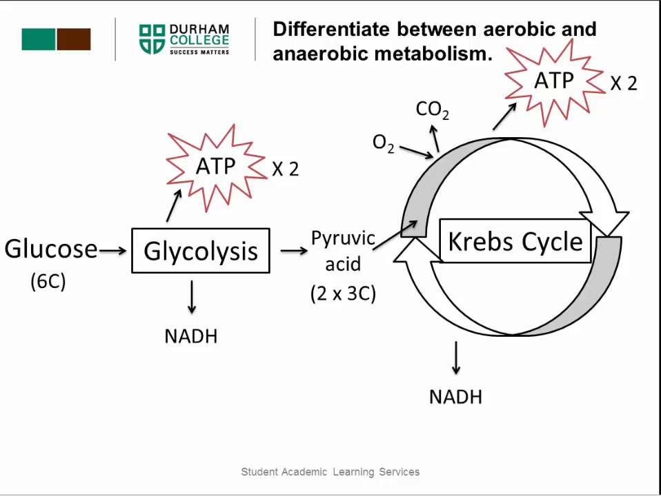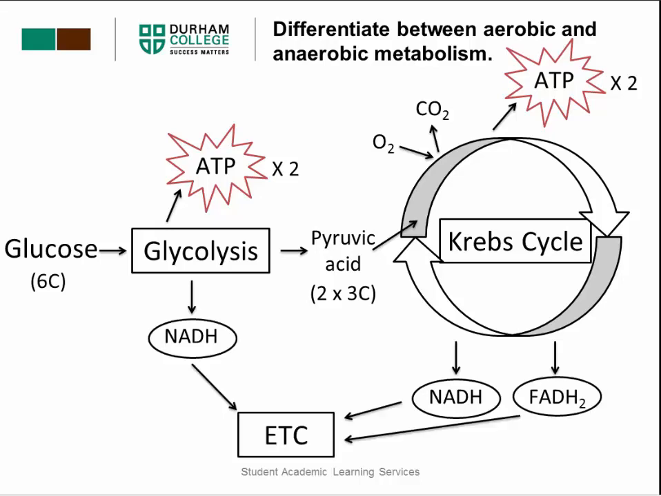Furthermore, we produce more NADH, as well as a second chemical called FADH2 that has similar properties to the NADH. Each of these chemicals, NADH and FADH2, will go into a further process within the mitochondria, the electron transport chain, which are a series of reactions that process the NADH and FADH2 and use oxygen through that process and then produce water as a waste.